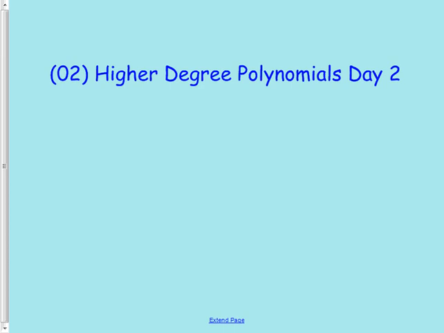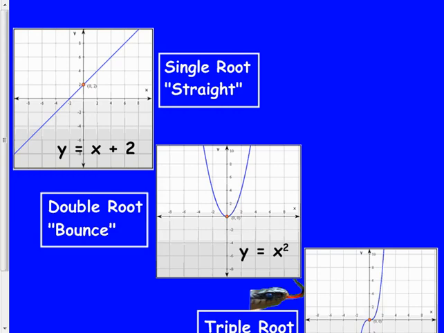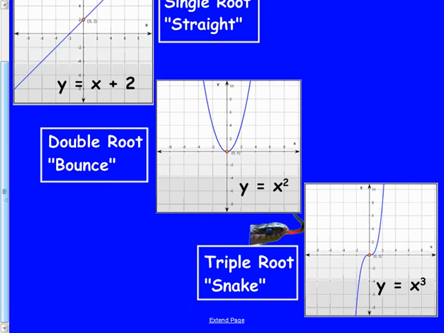So higher degree polys, day 2. Basically, what is a higher degree polynomial? They have curves in them, lots of curves, kind of like this. And in fact, if it's like x to the 4th or x to the 5th, they'll have tons of curves. But how they interact with the x-axis is what it's all about.